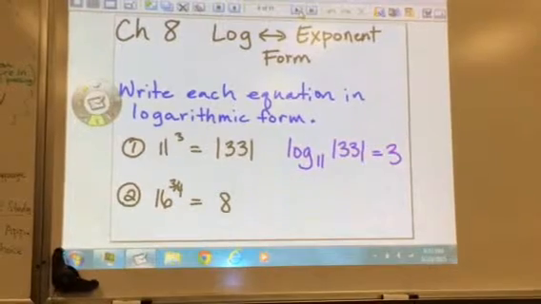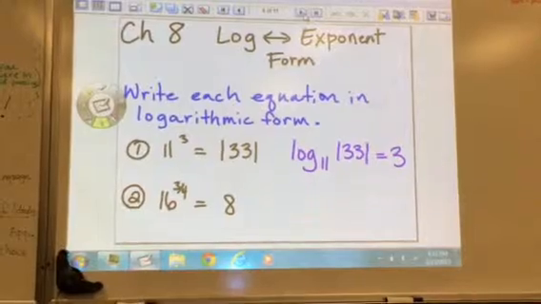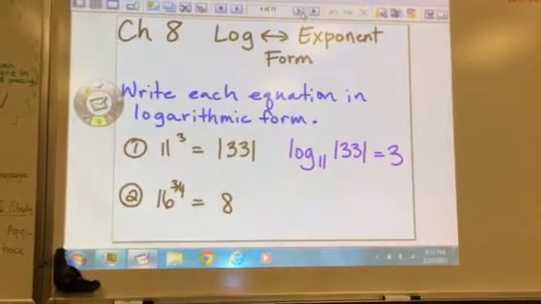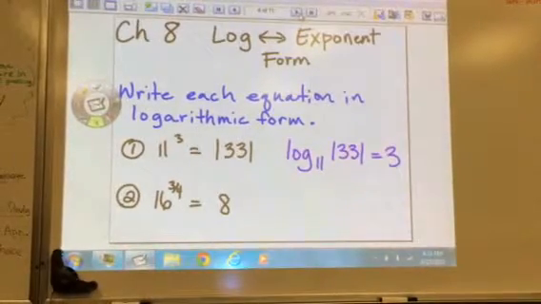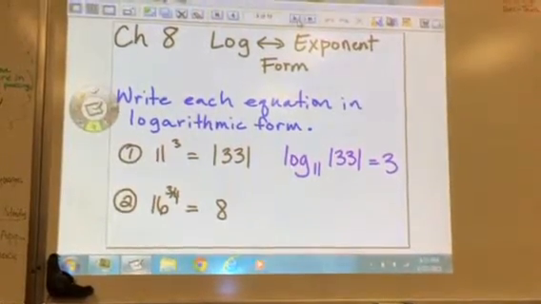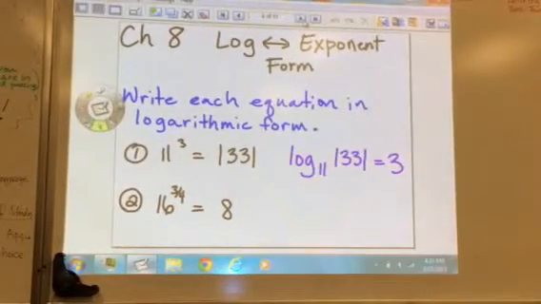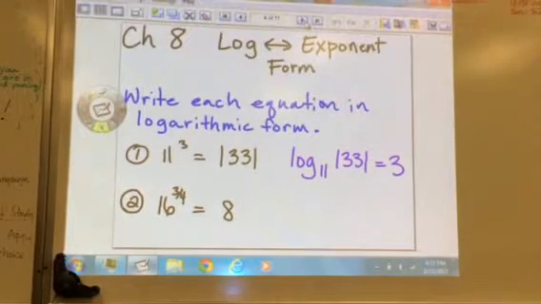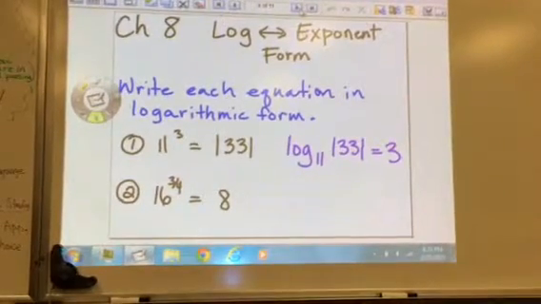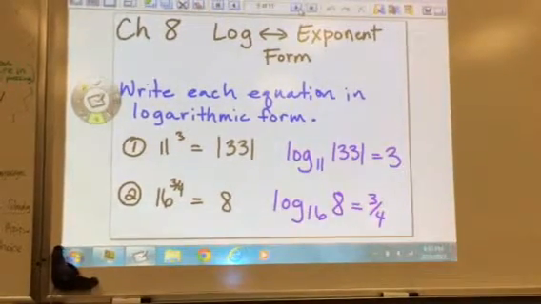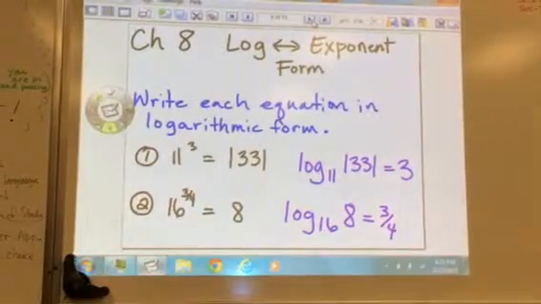First, take 11 to the third power, which is equal to 1,331, and it is log base 11 of 1,331, and it's equal to 3, that exponent. And then the other one, which looks a little more unfamiliar because you have 16 to a fractional exponent, is equal to 8, because once you raise it to the third power and then take the fourth root of that answer, you will end up with 8. And in log form, it's log base 16 of 8, and you needed the exponent 3/4.